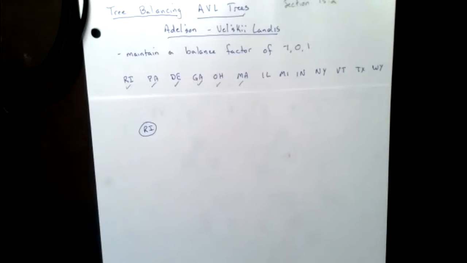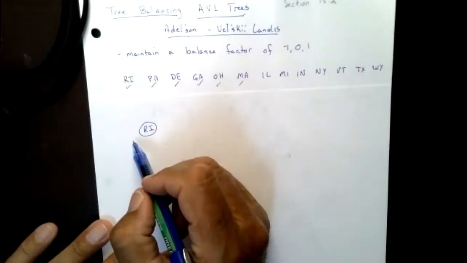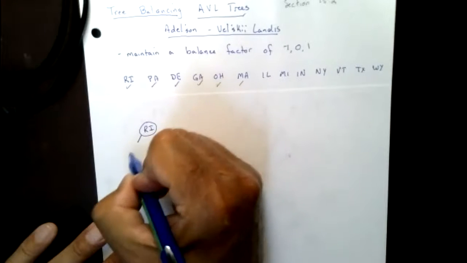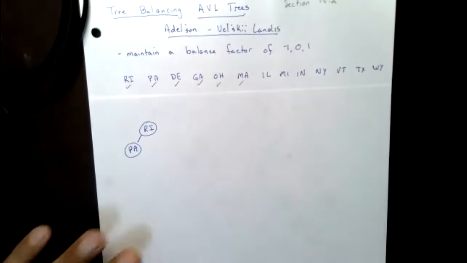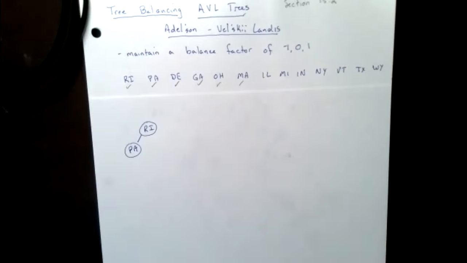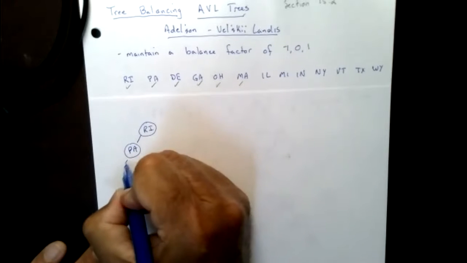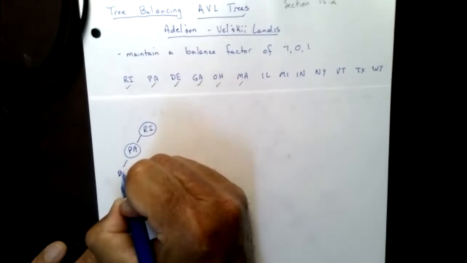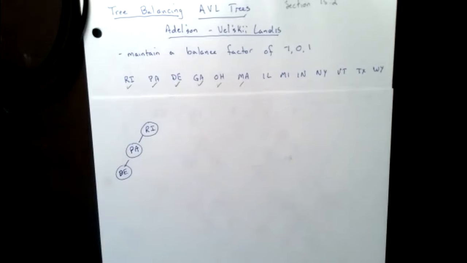What's its balance factor? 0. Okay. PA, A, B, C, D, E, F, G, H, I, J, L, M, N, P. P goes to the left. Balance factor. Looks good. Okay. Delaware. Uh-oh. Delaware is going to go to the left of PA. Now I have Rhode Island with that bad balance factor. I want to balance this tree. I'm going to do a right rotation.